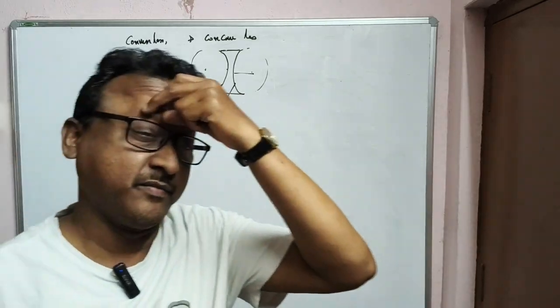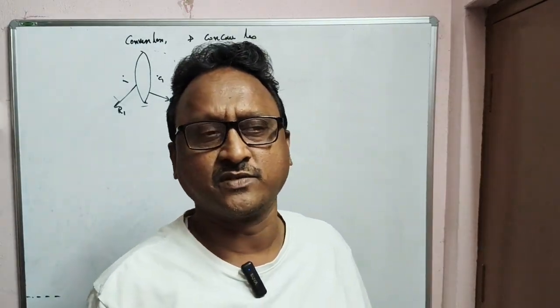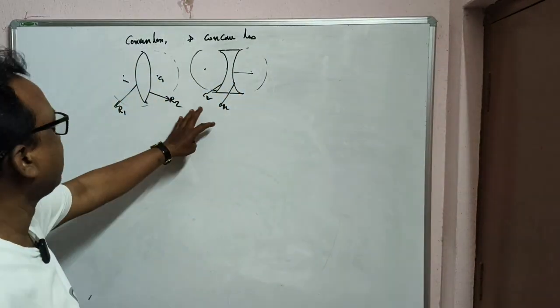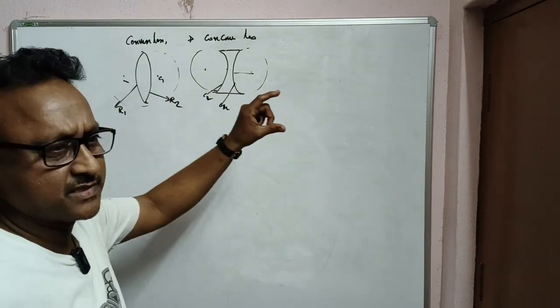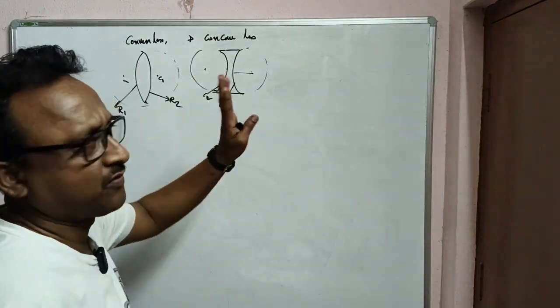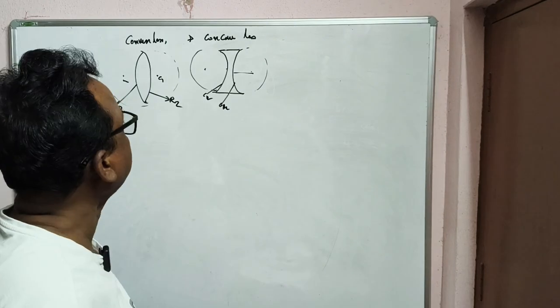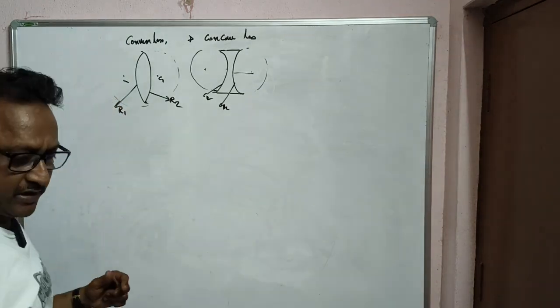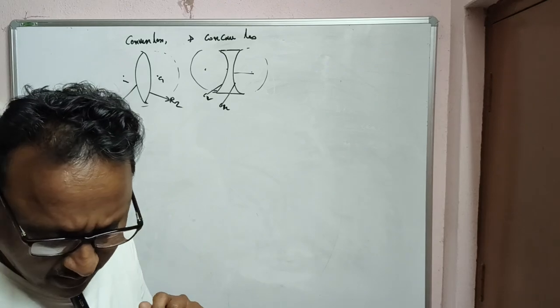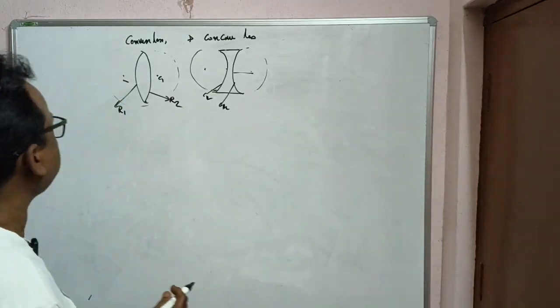These two radii of curvature will be studied in higher classes, +1 and +2. In 10th level all these are not studied, only the focal length of a convex lens and of a concave lens, whether it is positive or negative. So in the first video I studied the mirror formula and also magnification.